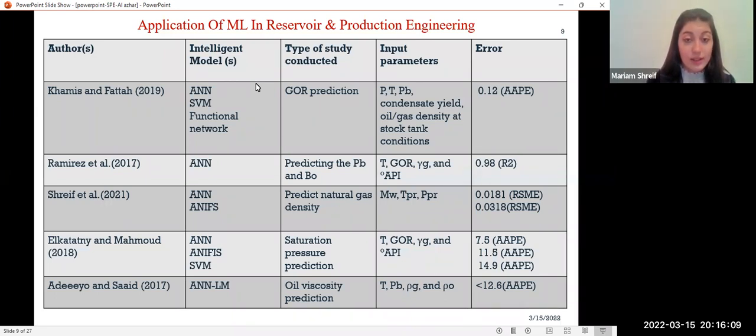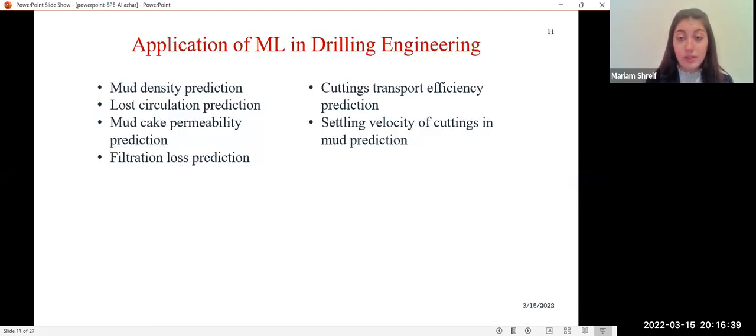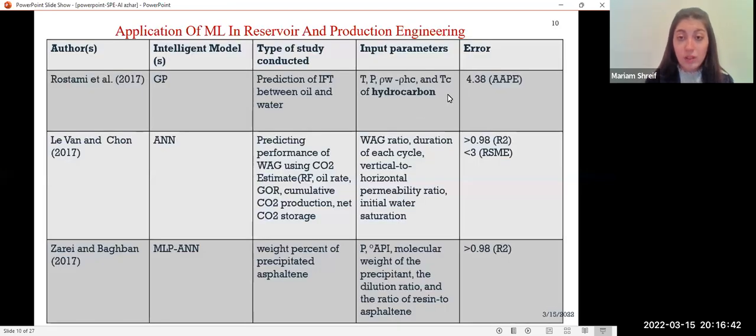Ramirez et al. utilized ANN to predict the bubble point pressure and the oil formation volume factor, taking the temperature, the GOR, the relative gas density, and the API as input parameters. Another study used machine learning algorithms to forecast oil viscosity. We can also use ANN to predict the performance of water alternating gas using CO2. The input variables in this case would be the water alternating gas ratio, the duration of each cycle, the vertical to horizontal permeability ratio, and the initial water saturation.